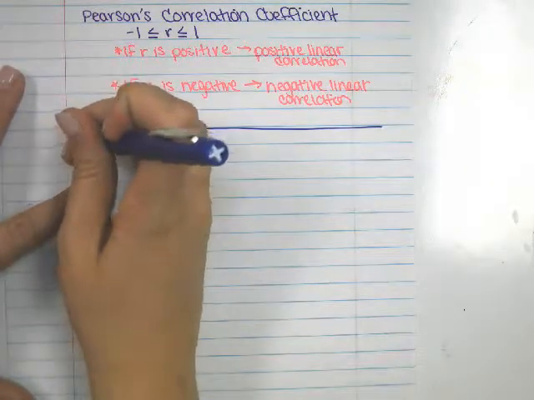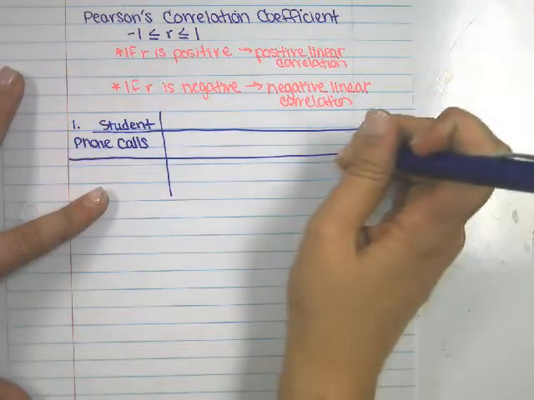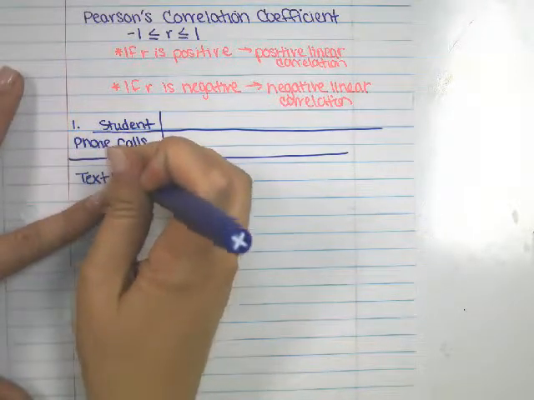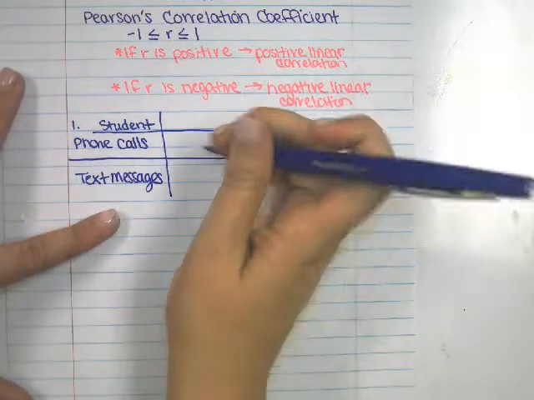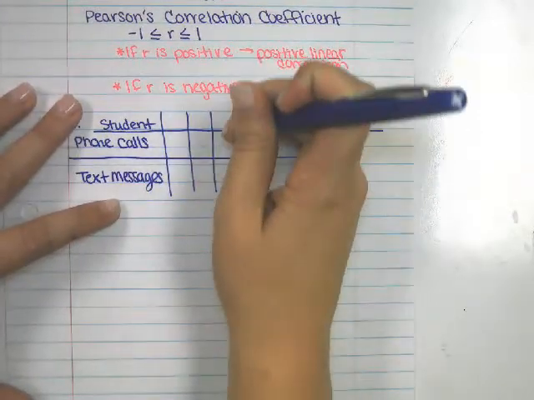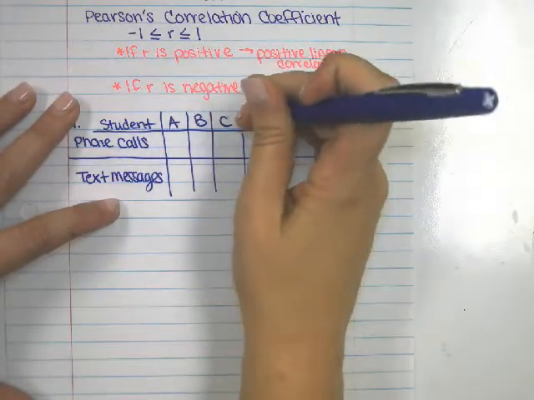And they say phone calls received. They've collected 2 pieces of data. They're comparing the number of text messages and the number of phone calls received. So there's a bunch of students that they gathered data from. So they labeled the students using letters.